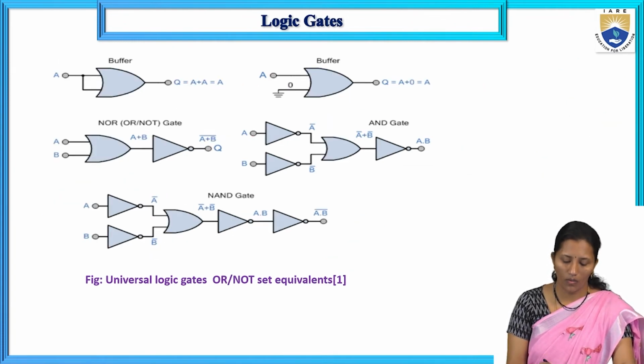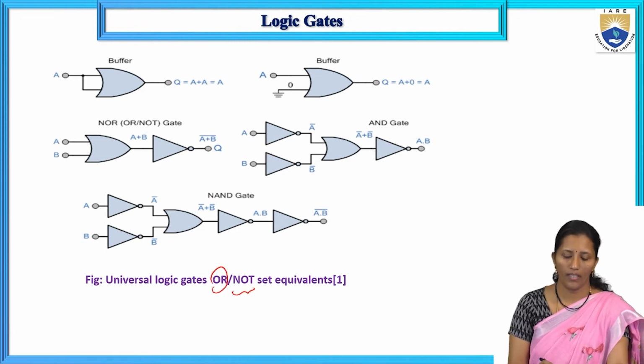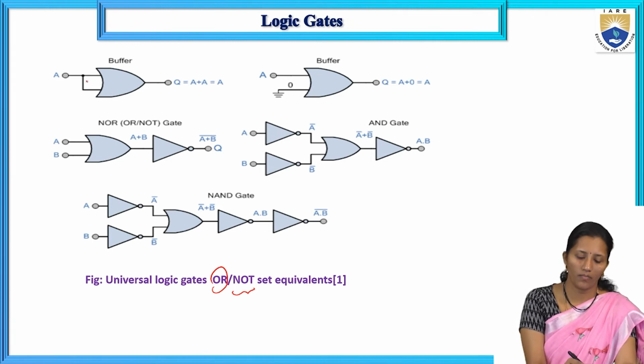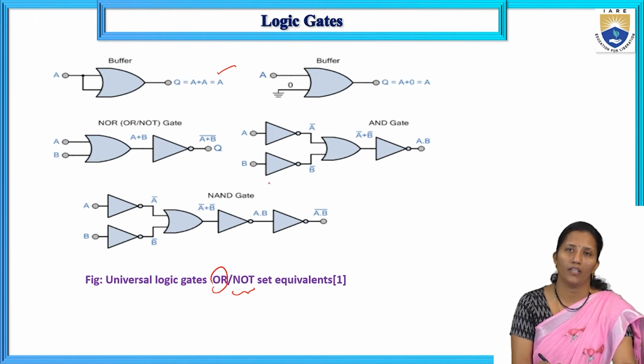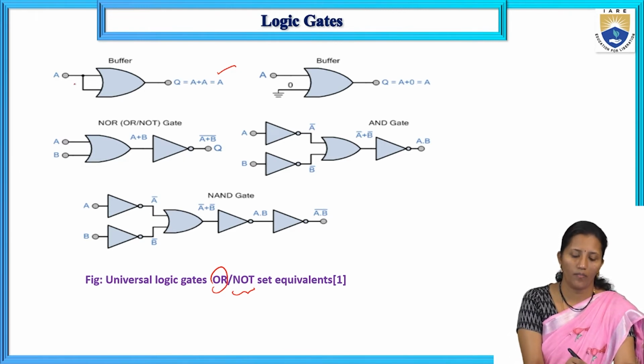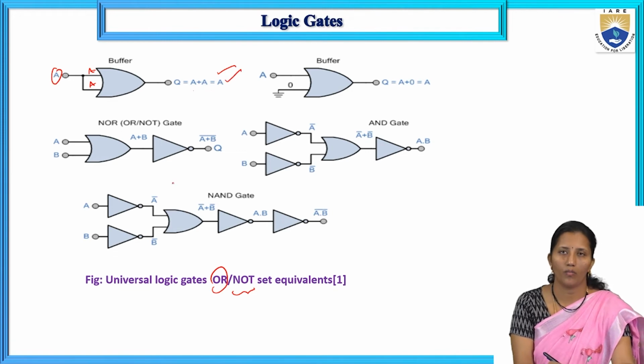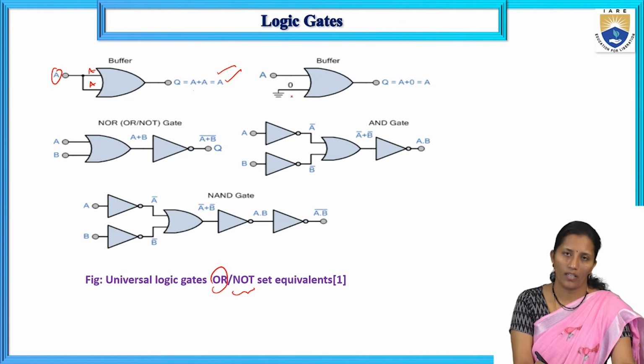Now logic gates using only OR and NOT gates. Here we have to implement a buffer using the OR gate, meaning both the inputs are the same, then we get the same input as the output. Both inputs A and A we are giving. The logic function is A plus A is A. So whatever input we give, we get the same output, like a buffer. Otherwise, if we connect one input to ground, that is 0, and the other input is A, the same input passes to the output. A plus 0 is A.